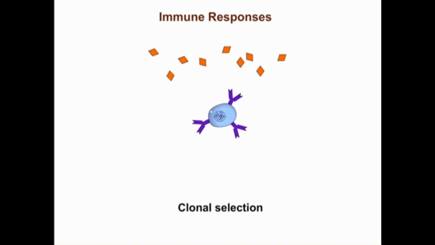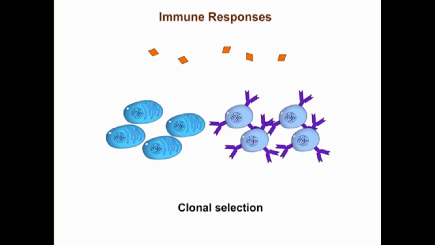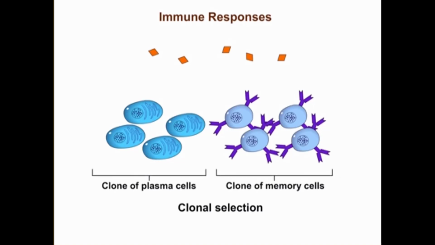The B cell that successfully binds to the antigen is stimulated to proliferate into a clone of cells with the same specificity. This process of antigen-selected proliferation is known as clonal selection. B cell proliferation produces clones of plasma cells and memory cells. Memory cells are long-lived cells that can respond rapidly upon subsequent exposure to the same antigen.